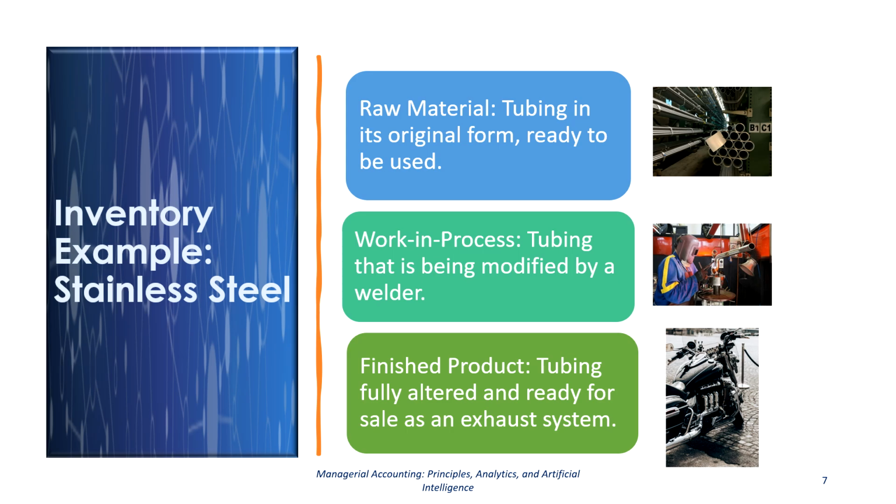This slide illustrates how a material like stainless steel can move through the inventory categories. At first, stainless steel is raw material. Once it has been partially shaped or worked on, it becomes work in process. Once it becomes a final product ready for sale, it becomes a finished good.